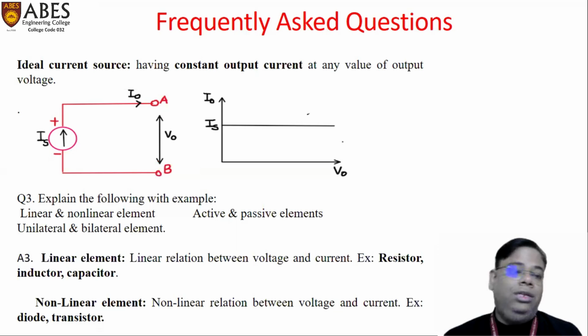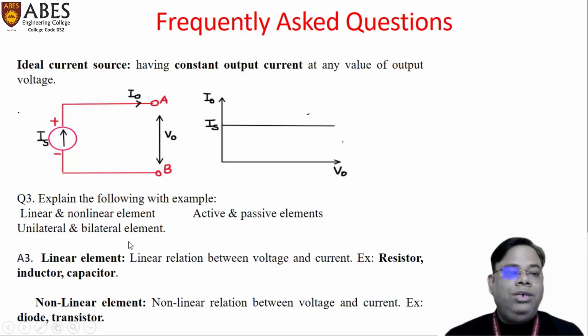Now, the next question that has been asked many times in the university examination is: explain the following with example, or differentiate the following, any one part or any two parts of this question. First is linear and nonlinear elements: explain with example, or differentiate between linear and nonlinear elements with example. Similarly, active and passive elements, and unilateral and bilateral elements.